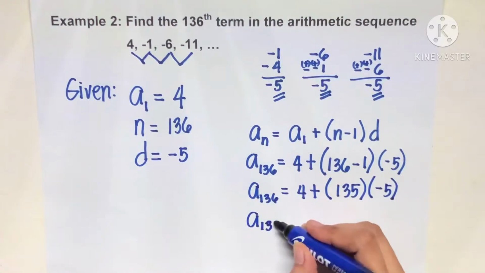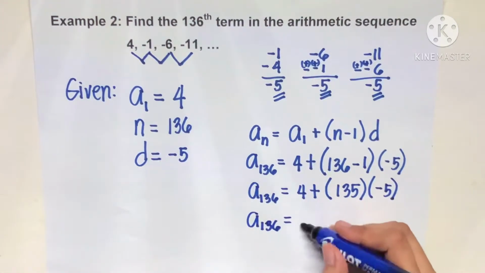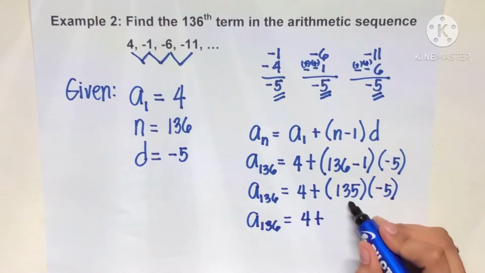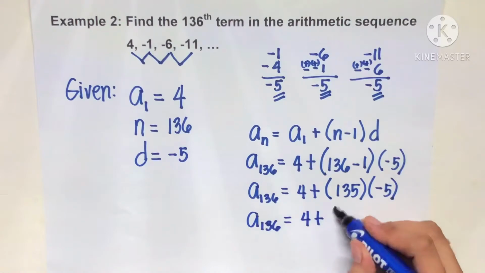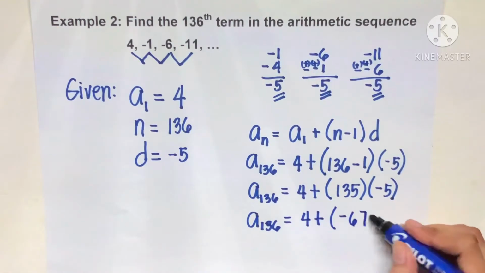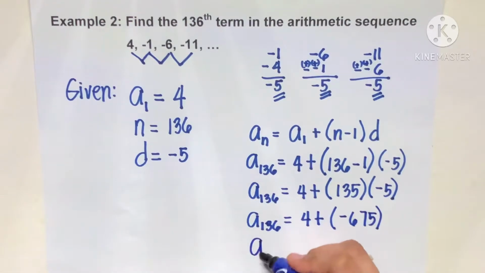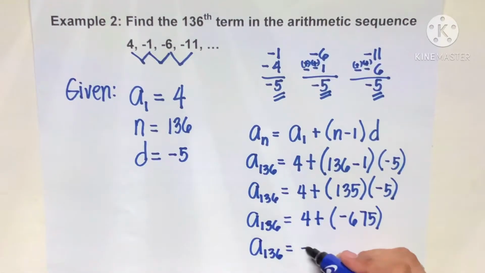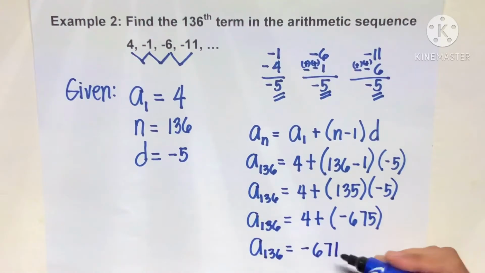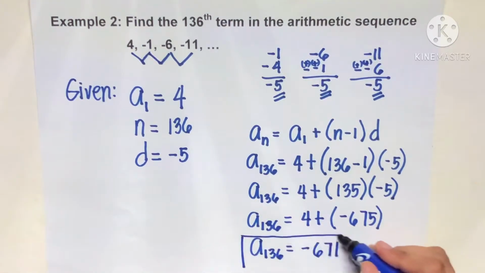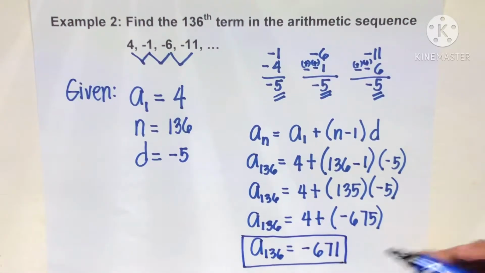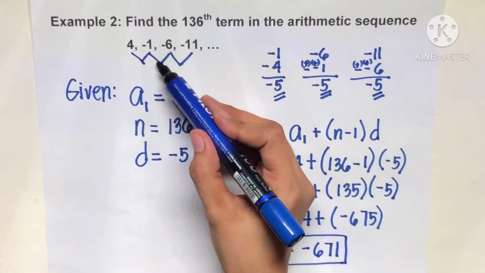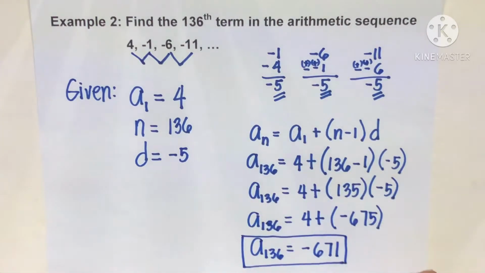So, a sub 136 is equal to, okay, we'll copy 4. 135 times negative 5 is negative 675. Okay, so a sub 136 is equal to, so 4 plus negative 675 is negative 671. So our 136th term in the arithmetic sequence 4, negative 1, negative 6, negative 11 is equal to negative 671.